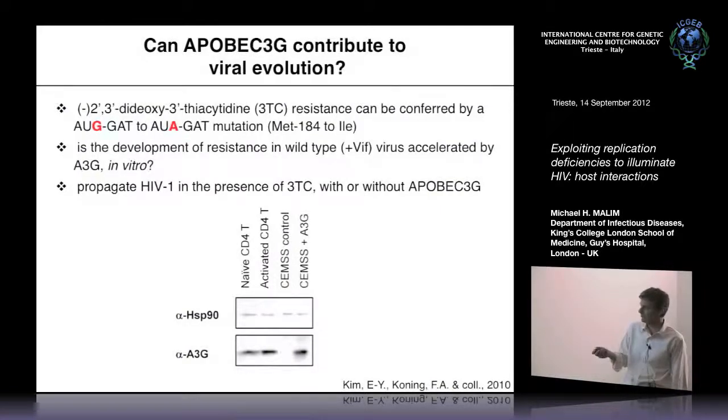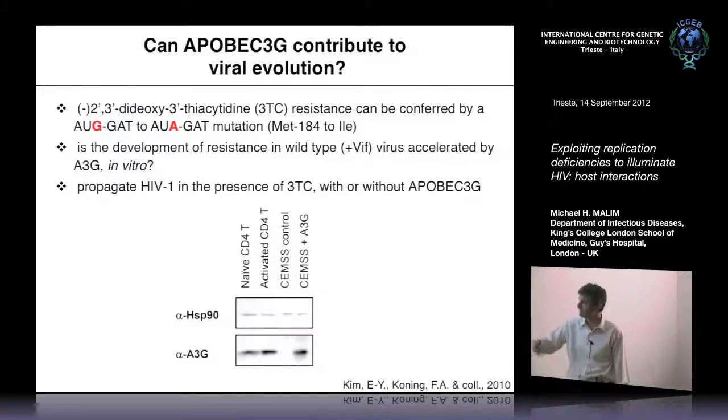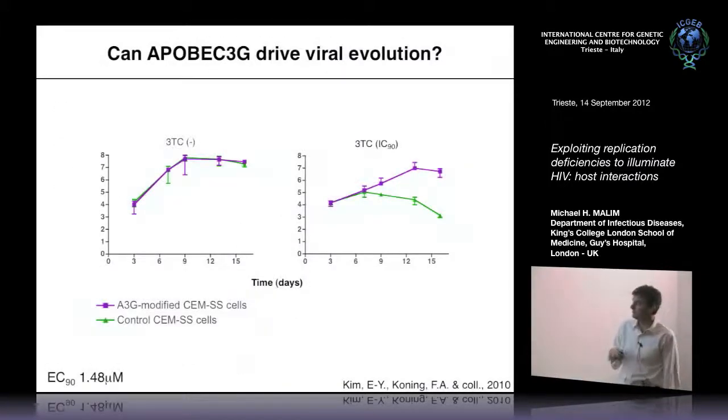So we made cell lines that do or do not express APOBEC3G. And then we used wild-type virus, so it has a Vif protein, which largely but not completely must inhibit APOBEC3G. And then we looked at the growth of viruses in the presence or absence of 3TC and the presence or absence of APOBEC3G. So in the absence of 3TC, the virus grows just as well whether 3G is there or not, and that's because it's got a vif gene.